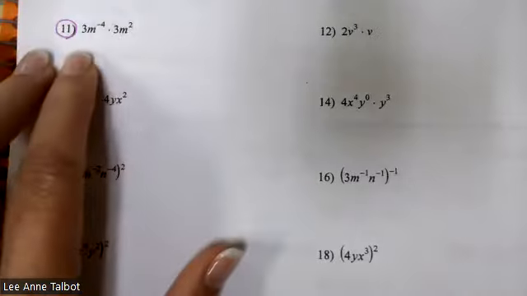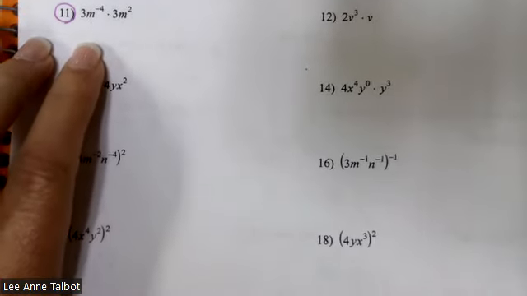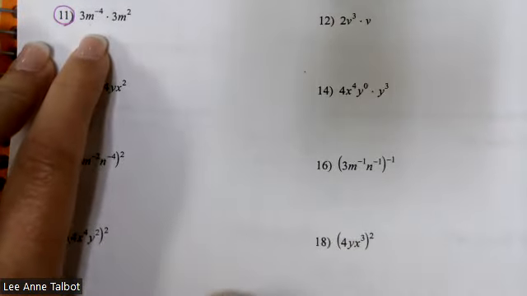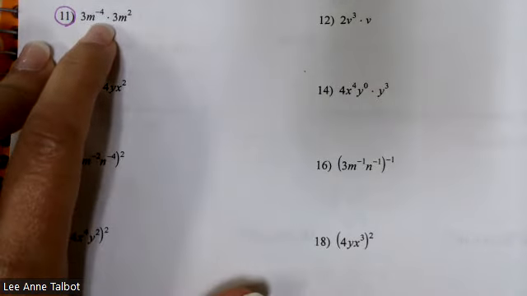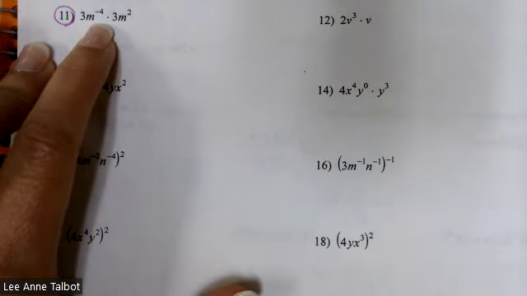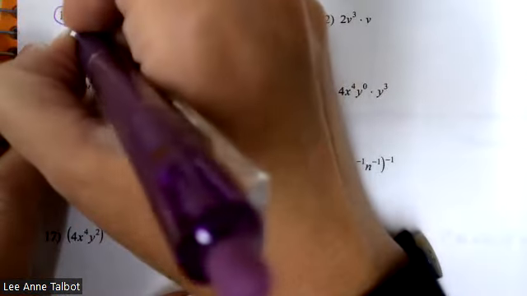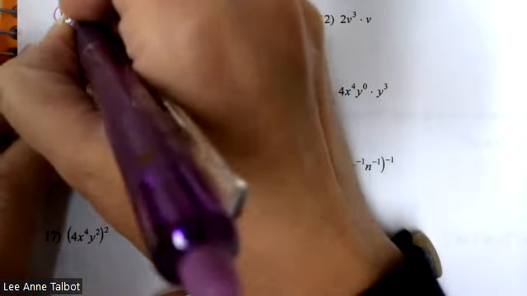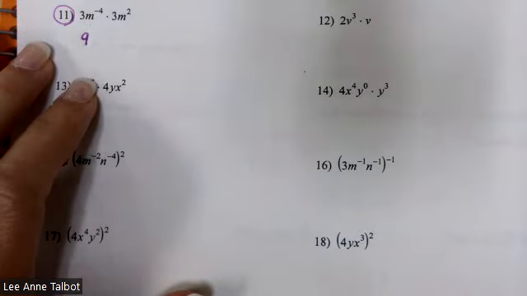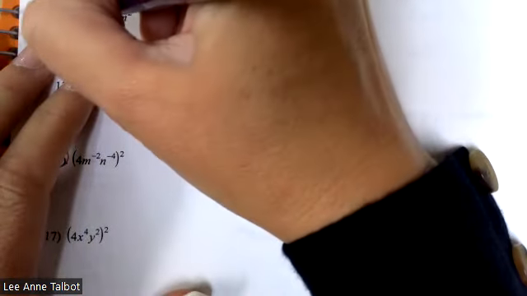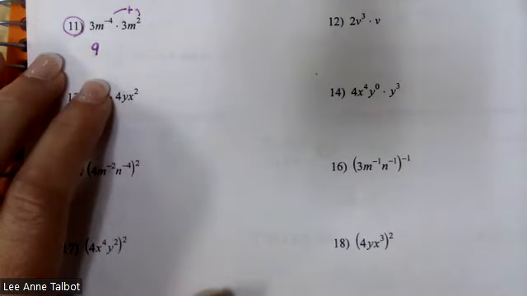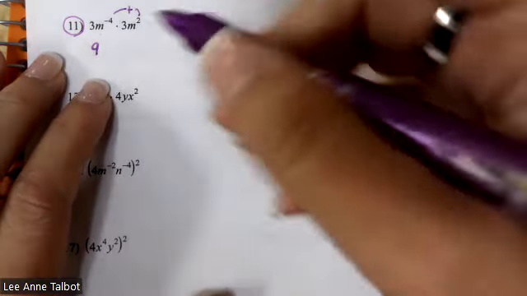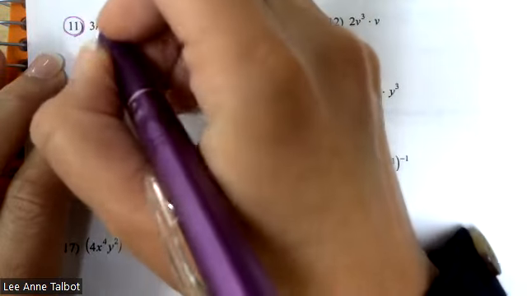Okay. First, number 11 is a multiplication problem. Can you tell that it's multiplication because of the dot? Okay. In multiplication problems, you multiply the numbers. So 3 times 3 is 9. Yes, and then you add the exponents. Add the exponents. So -4 plus 2.